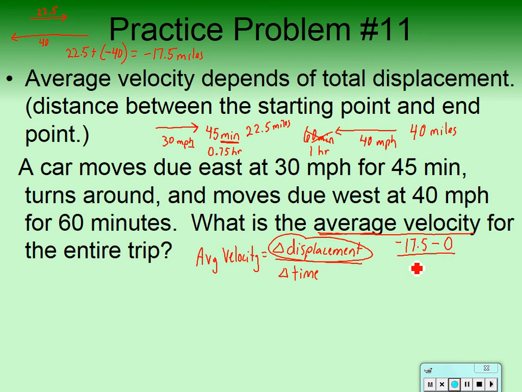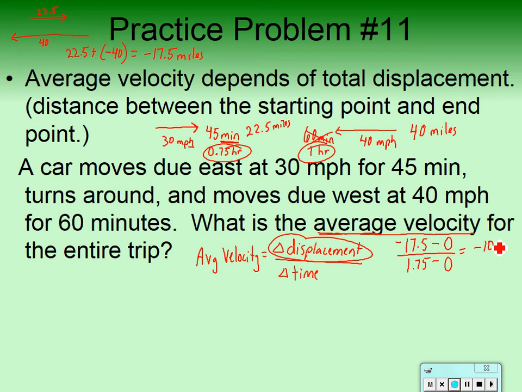Now, how much time did this take? Well, it took 0.75 hours for that part of the trip and 1 hour for this part of the trip. So final time was 1.75 hours minus the initial time. Initial time is always 0 unless it tells you otherwise. Okay. So if we take this negative 17.5 and divide it by 1.75, you're going to get negative 10.